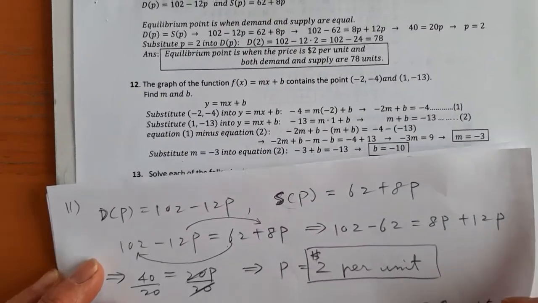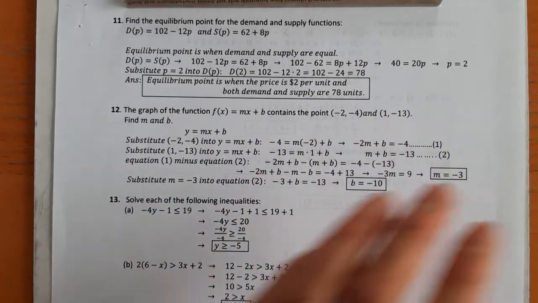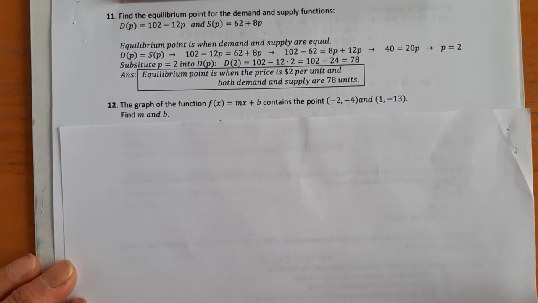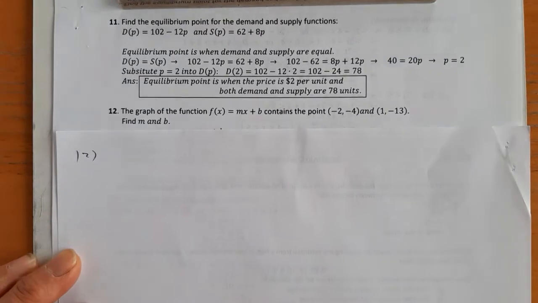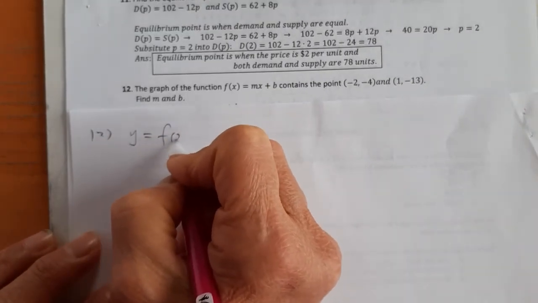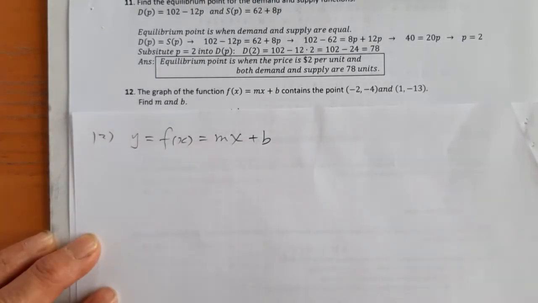And question 12: given 2 points, find the m and the b. Given the linear function, the linear function is y equals, y is f of x, equals mx plus b. m is the slope, b is the y-intercept.